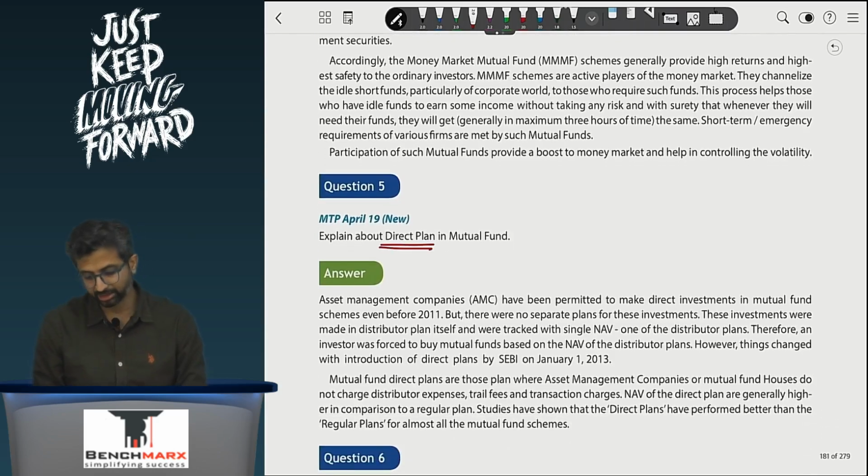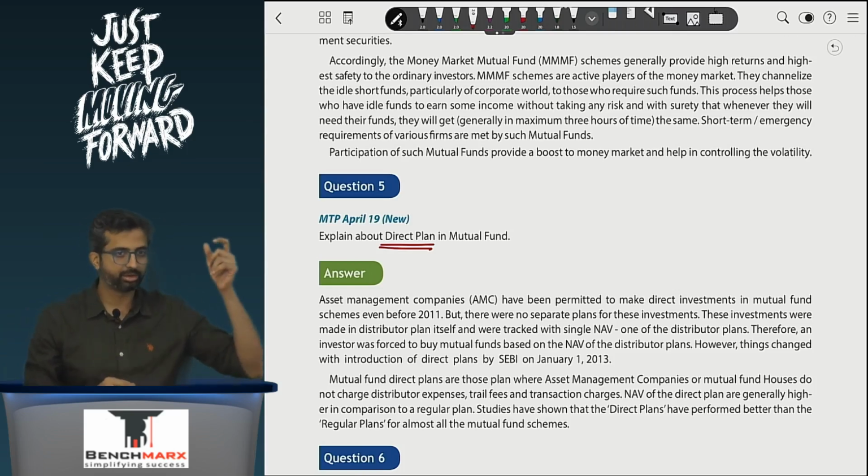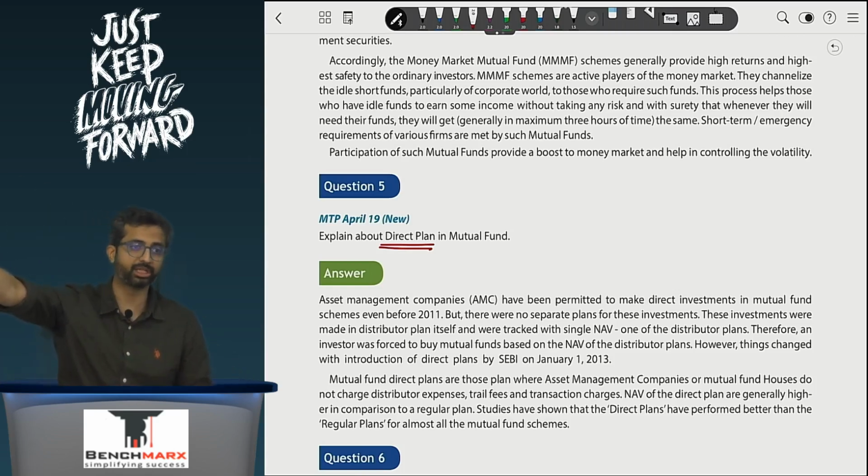Explain about direct plan. Now what does a direct plan mean? Earlier, if you had to buy a plan, you had to buy it through a distributor only. Like there were a lot of distributors like blue chip securities, और आपको उसके through ही buy करना होता है. तो like cars today, you can't buy cars directly. You have to go to a dealer and you have to buy from the dealer only.